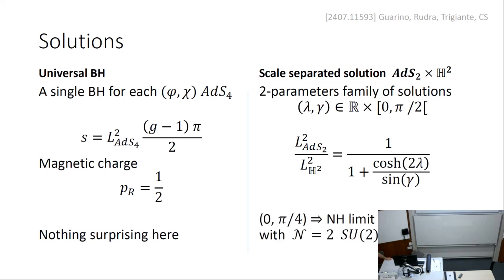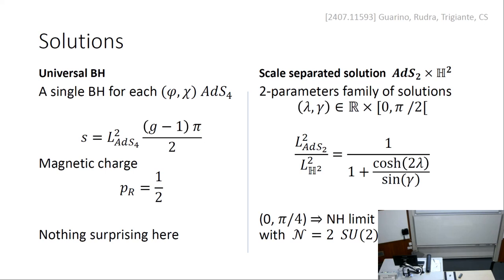Okay. And then for specific values of this lambda and gamma parameter, you go back to the near horizon limit of some universal black hole for a very specific AdS4 asymptotics. So really, you could think of those solutions as deformations of this near horizon limit.